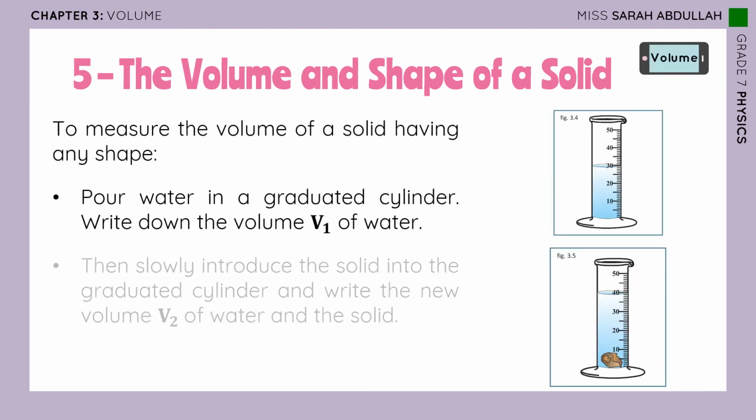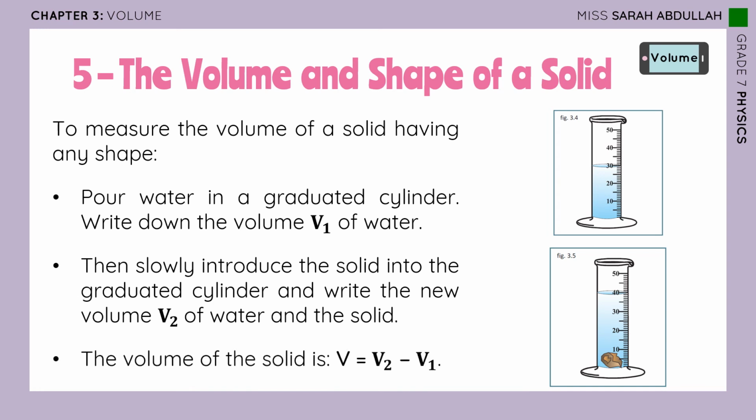Now, let's summarize how we can find the volume of a solid. How can we find it? The volume of a liquid is really simple. Just pour the liquid, read the value, and that's it. But for the volume of a solid, I can put the modeling clay or a bowl or any solid here and simply read. It doesn't work. So I have to pour some water and find V1, then introduce the solid and find V2, which is the volume of the water and the solid. And how can I find the volume of the solid? It's V2 minus V1.